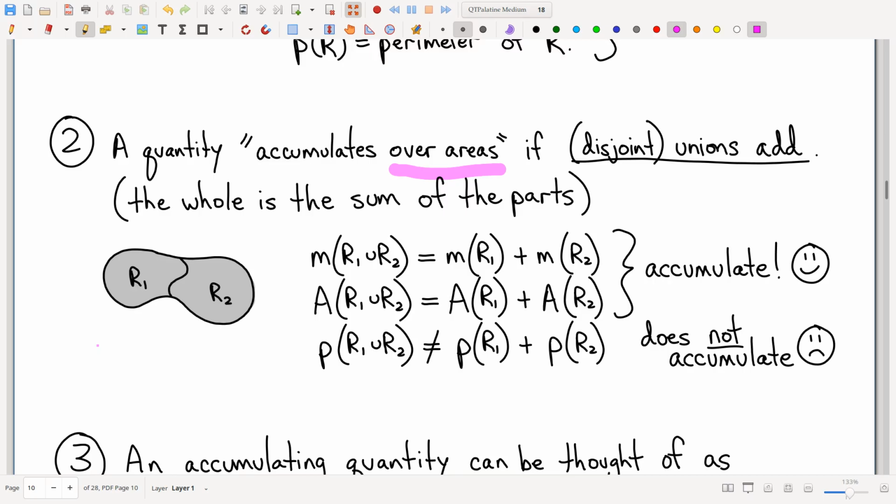And it's a little confusing because you look at this perimeter and you think, well, yeah, but perimeter's not an area. Correct. Perimeter is not what we're accumulating over. Perimeter is the quantity. It is the two-dimensional regions that we're asking if it accumulates over, because it's the two-dimensional regions that we're splitting up. And it's the two-dimensional region about which we're asking about the whole and the parts, etc.